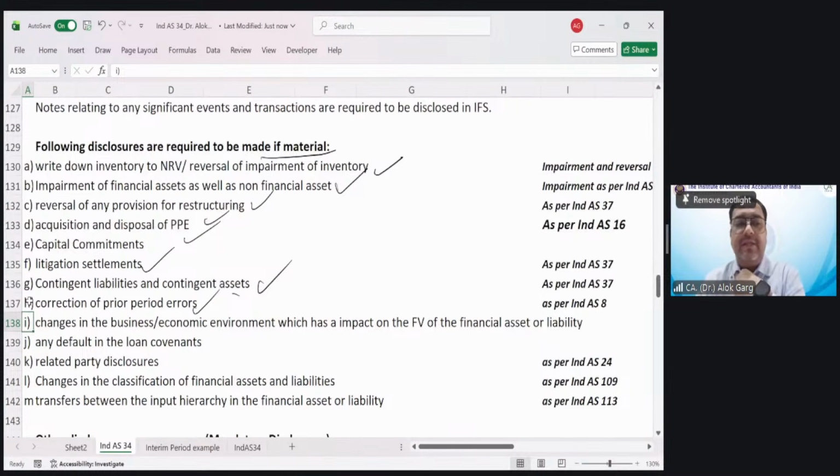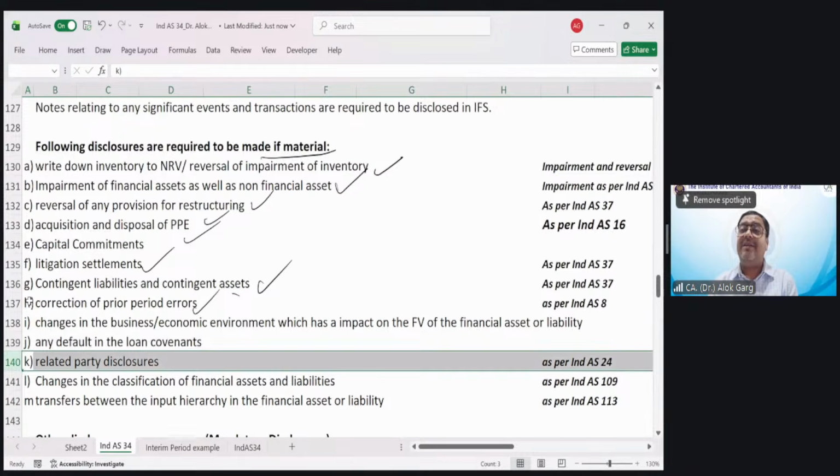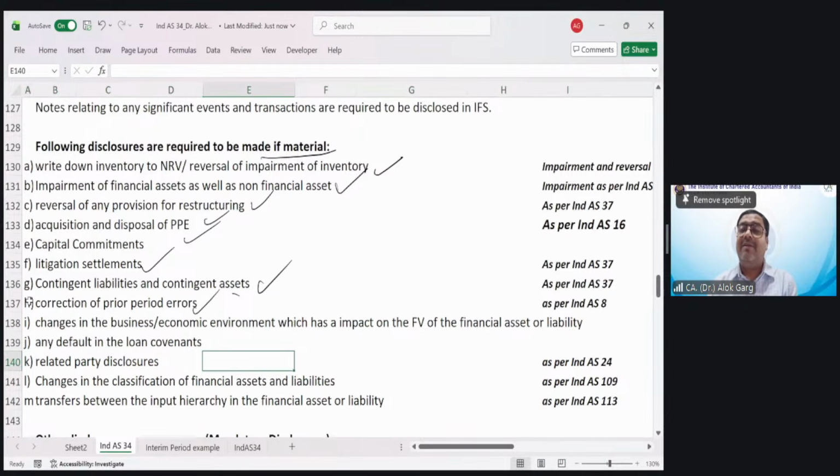Any default in the loan covenants. If there is any default in the terms and conditions of the loan, it is required to be disclosed. Related party disclosure, sir. Name of the related party, relationship with the related party, transactions and outstanding balances with the related party are required to be disclosed. Related party disclosures are required to be given.